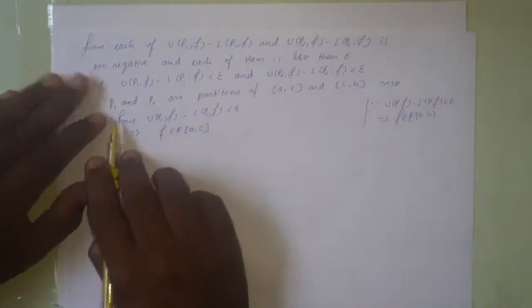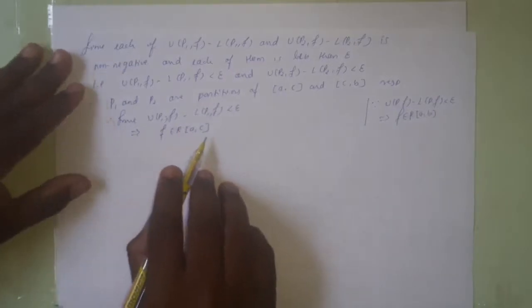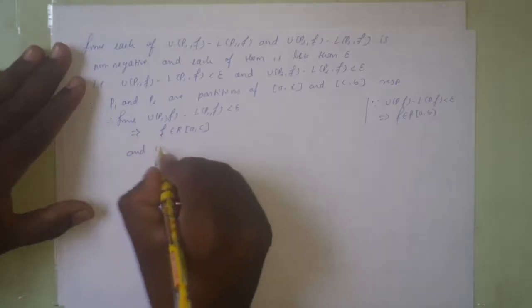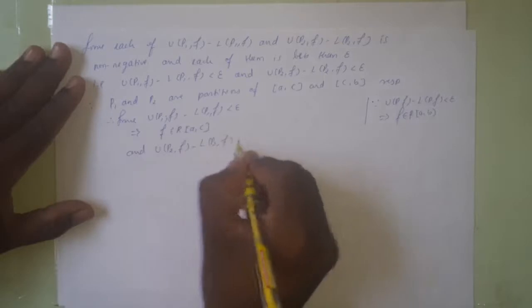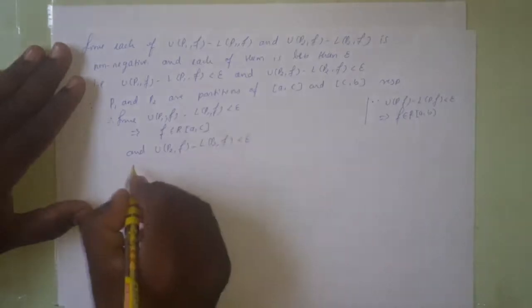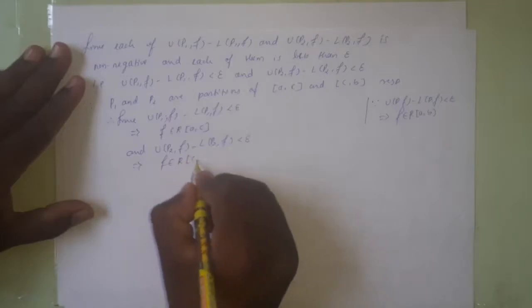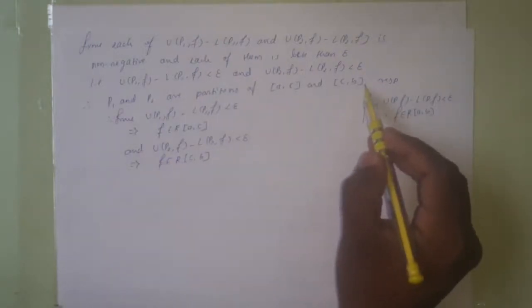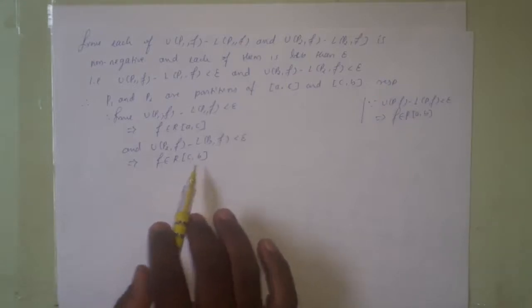But here P1 is the partition of AC, hence the function f is Riemann integrable on the closed interval AC, and that is U(P2, f) minus L(P2, f) is less than epsilon. So, it implies f belongs to R of closed interval CB, because this P2 is the partition of the closed interval CB. Hence, f is Riemann integrable over the closed interval CB.